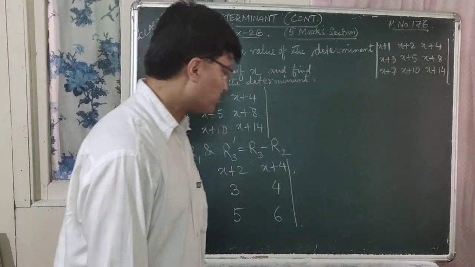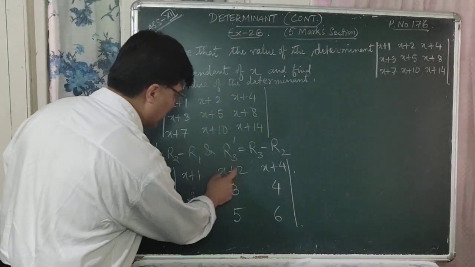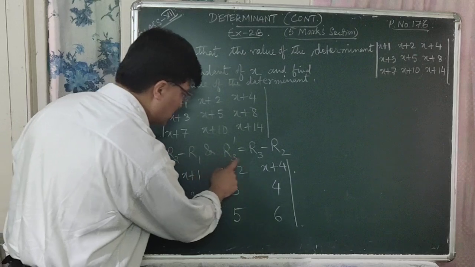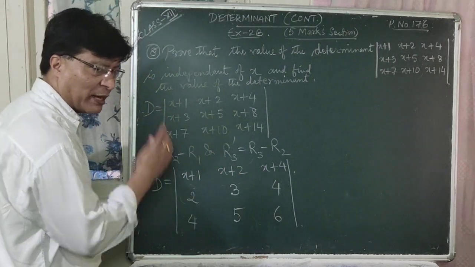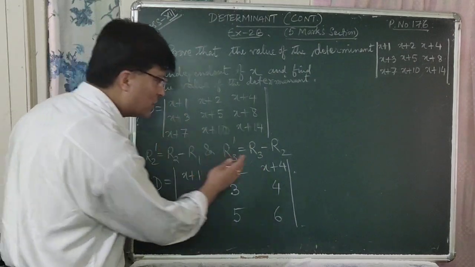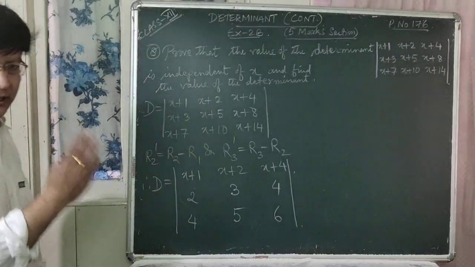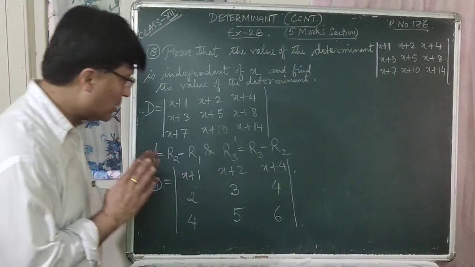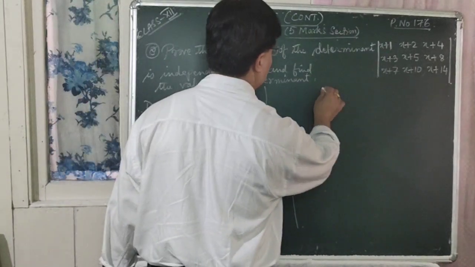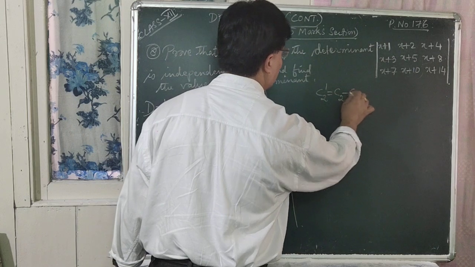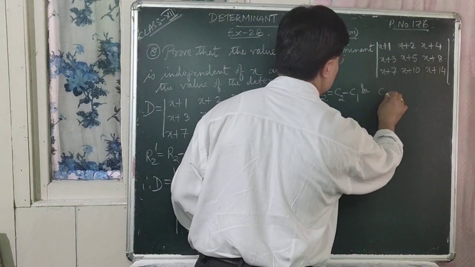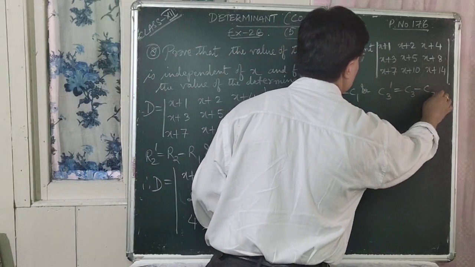So now, again you can eliminate this x from this, that is x plus 2. From this x plus 2 you can eliminate x by using the property C2 minus C1. Again you can eliminate this x using the property C3 minus C2 or C3 minus C1, okay? Now let's use the property column wise, right? That is C2 dash. So C2 dash is equal to C2 minus C1, and what is the second property that you can use here? C3 dash is equal to C3 minus C2.